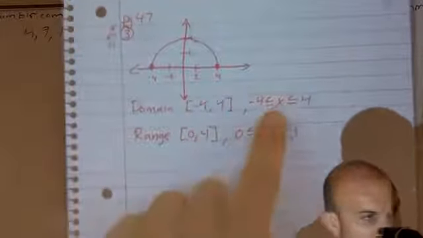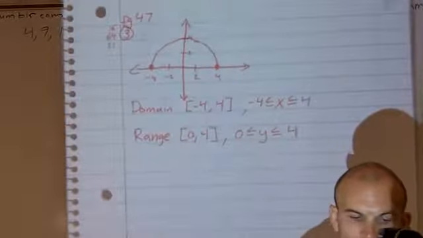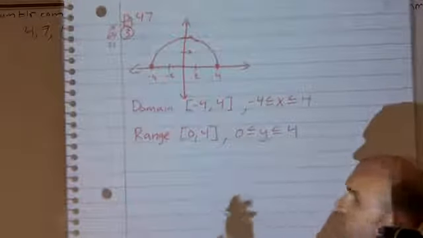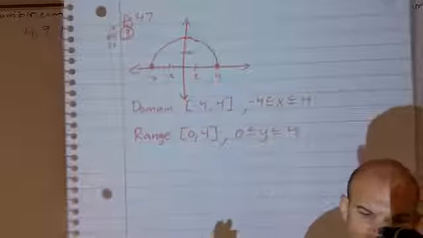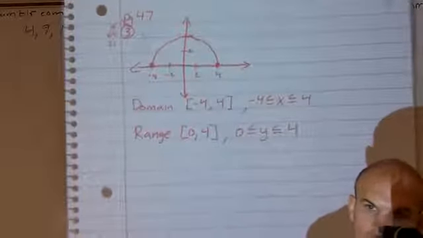Alright? Make sure when you're dealing with domain, you're dealing with the x, and when you're dealing with range, you're dealing with the y. So when you're looking at domain and range of a graph, just look for what values your graph is defined for, either coordinate, your x or your y, depending on what you're finding.